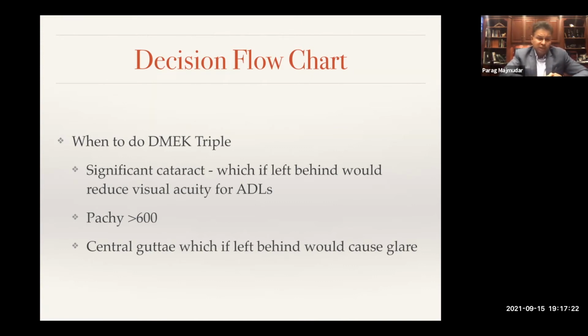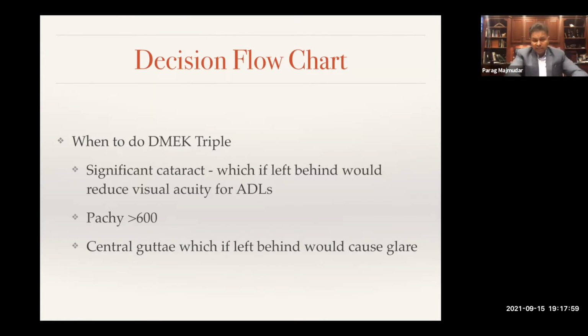So obviously, if your patient has significant cataract and if you've left that behind, it would not improve the visual acuity for their activities of daily living. I think it makes sense to do cataract at the time of DMEK. If a patient is a little bit older, I would say if they're 65 plus, I'm not sure that I'd recommend doing DMEK alone, as long as there's no cataract. If there's a mild to moderate to severe cataract, I would err on the side of doing a DMEK triple procedure, again, to save the patient not only multiple surgeries, but also to get them the best chance to be able to see well after the intervention.